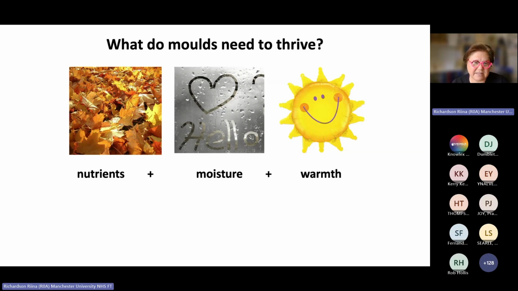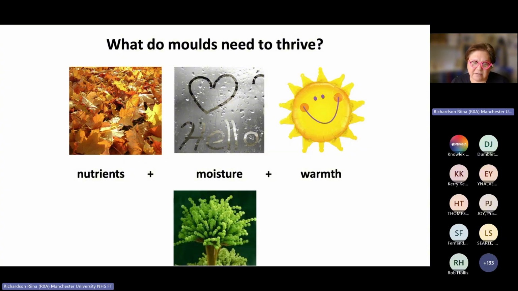They need nutrients that suit them. They want their favorite nutrients. Not every one of them grows on the same media or the same environment. Moisture is radically important, and there has to be enough moisture as per the requirements of that species. And warmth, of course, we all like warmth, and that helps things. And that combination is where molds thrive.